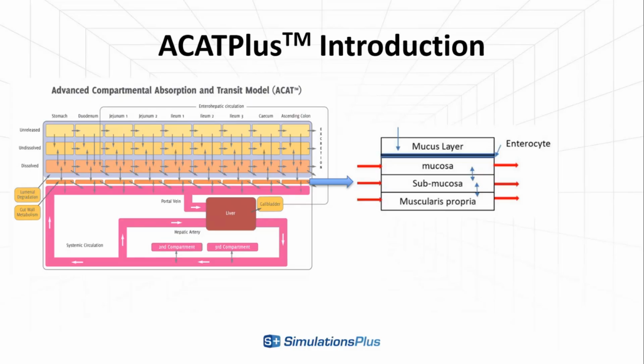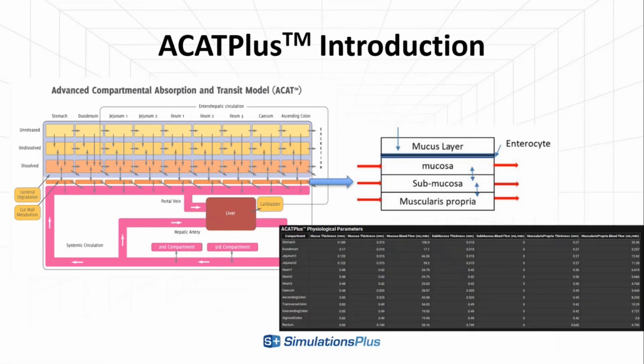The mucus layer has been divided into multiple sublayers in order to describe the distribution delay from the lumen to the top of the enterocyte, caused by diffusivity and binding in the mucus layer. Now, you can see the ACAT Plus physiological parameters table that lists the specific physiological parameters of each tissue layer. So you will find the thickness and the blood flow for those layers.